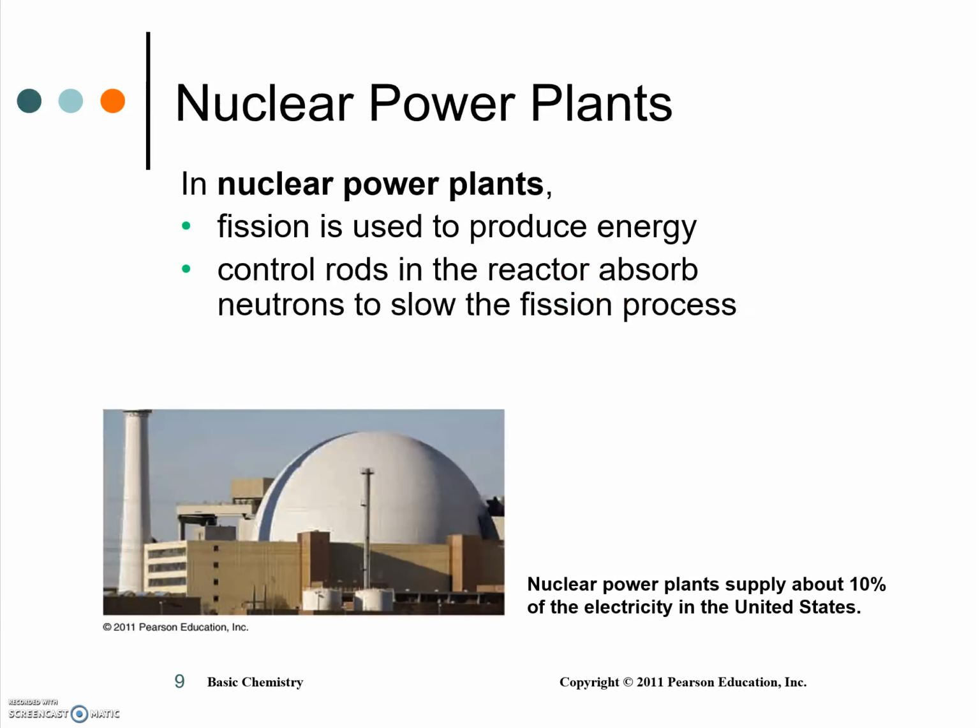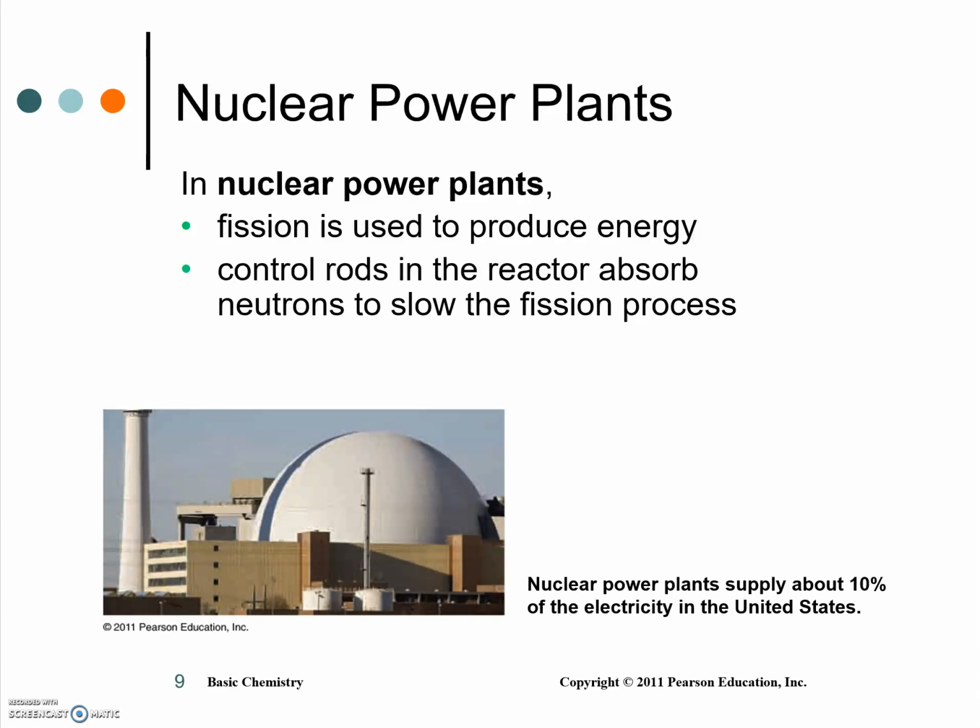In nuclear power plants, we use a lot of fission to produce lots and lots of energy, and this is a great way to get a lot of energy. It doesn't take up a lot of space, it doesn't create a lot of air pollution, and so that's why it's been so interesting to study. And what we end up doing is we have control rods in the reactor to absorb extra neutrons and slow down this fission process, because we don't want too much energy being released at once.